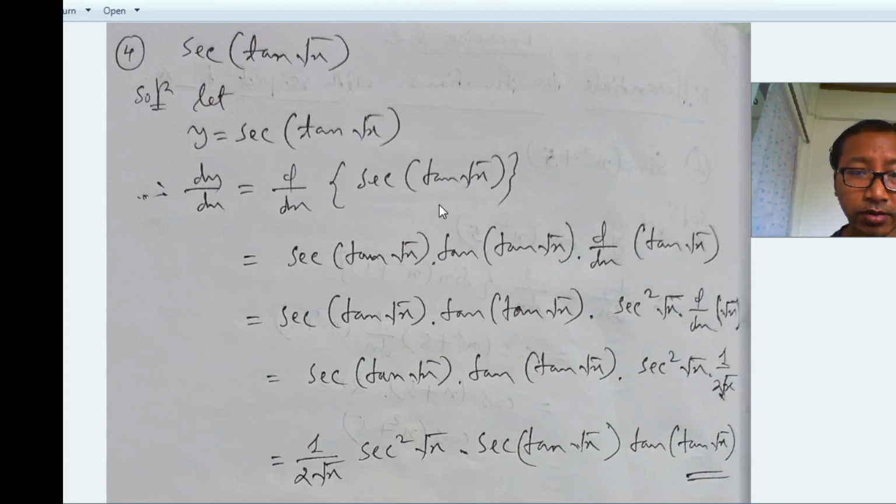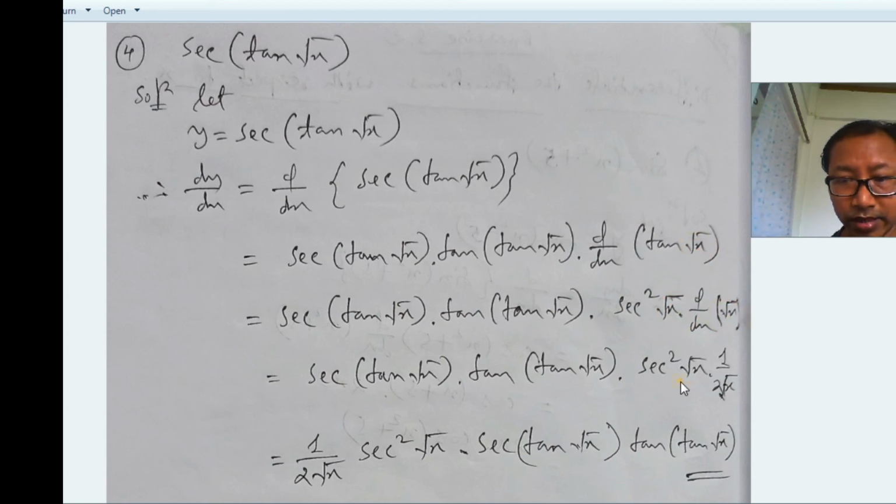Sec x, you remember it is sec x tan x, so this part, and dy by dx of it is, as it is not x, so we have to differentiate this part again, dy by dx of tan root x. This part will be same. Then d dx of tan x is sec square x, so it will be sec square of root x. As it is not x, so we have to differentiate that part again.